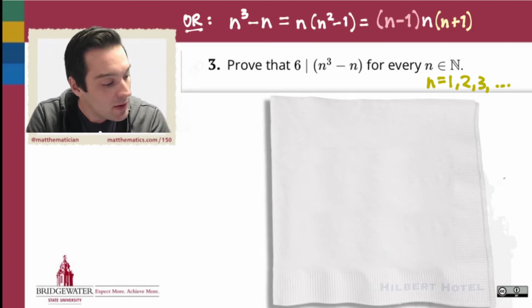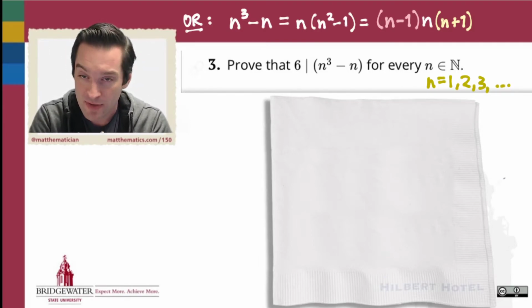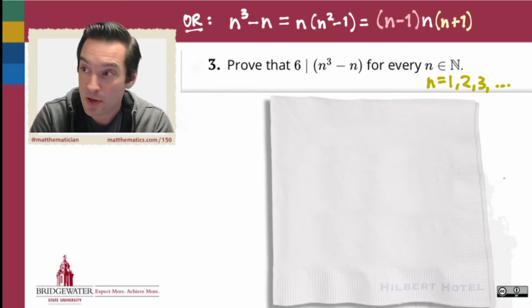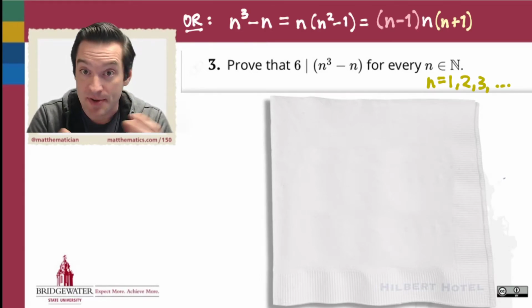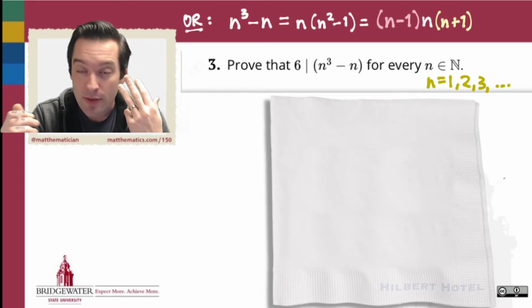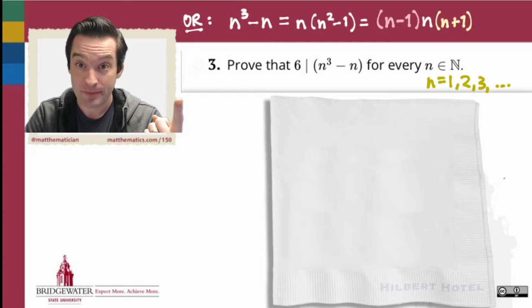So let me ask this. Do we know for sure that one of those consecutive integers is going to be even? And if we know, then why? So this would be a great thing to prove just using a direct proof, right? That among three consecutive integers, at least one of them has to be a multiple of 2, right?